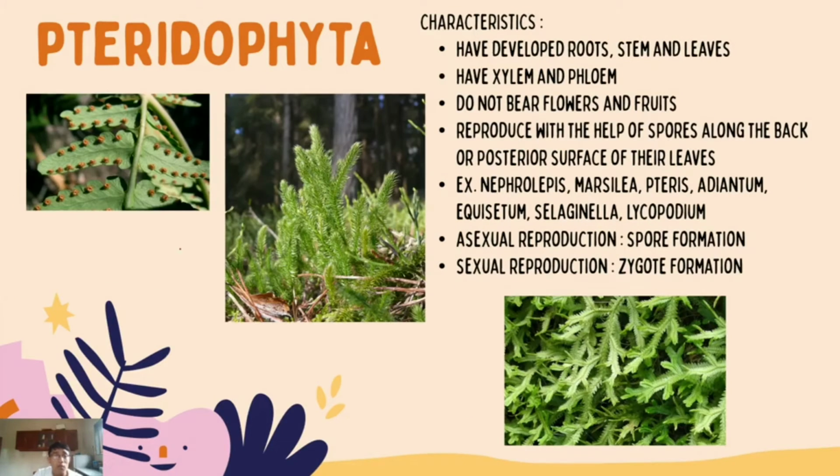Now, in the end, we are going to see another division, that is Pteridophyta. So, what are the characteristics of Pteridophyta? You can observe in the figure. These plants are somewhat different than the normal plants. They have somewhat different parts. So, first characteristic, they have developed roots, stem, and leaves. These plants have stems and leaves. You can see the stem is there, leaves are there, and they also have roots.